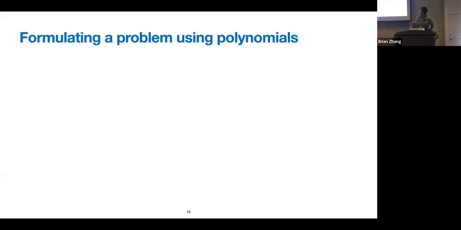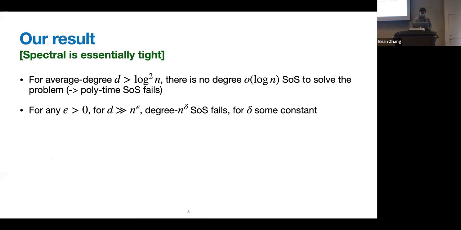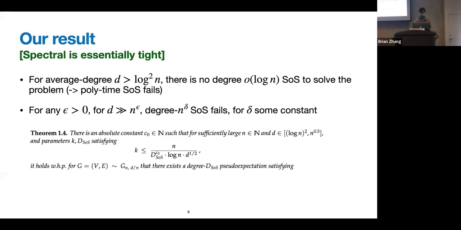So to see the power of SOS, we first want to... How does this show that spectral is essentially tight? Because we are saying that for higher degree SOS, the upper bound it gives is still roughly n over root d. It doesn't improve much from the spectral.